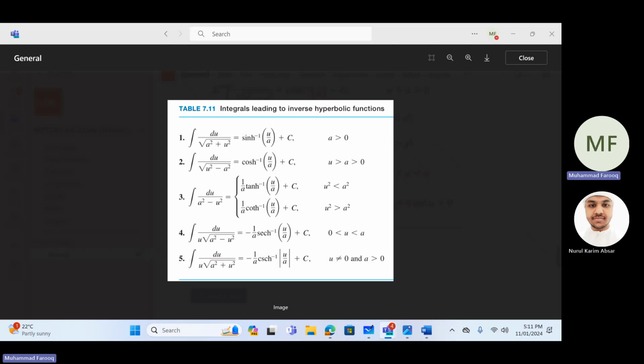So you only have to check which formula my question matches. Sir, at the beginning there were only three: sine, tan, secant. Not really, in 7.6, yes. So five more.